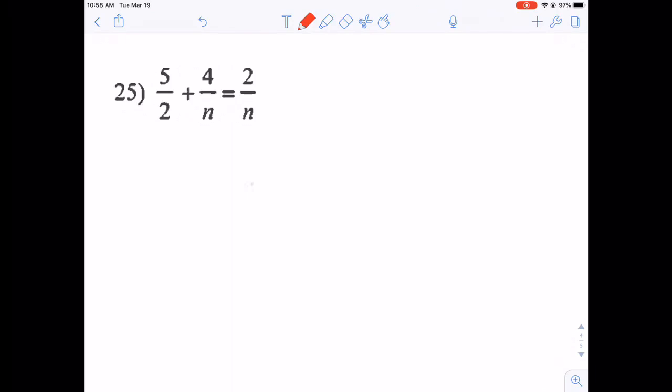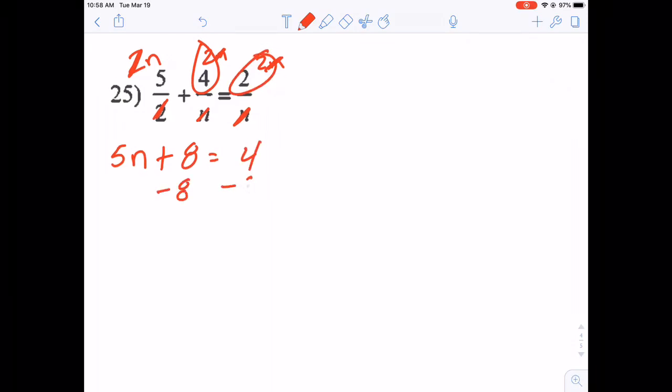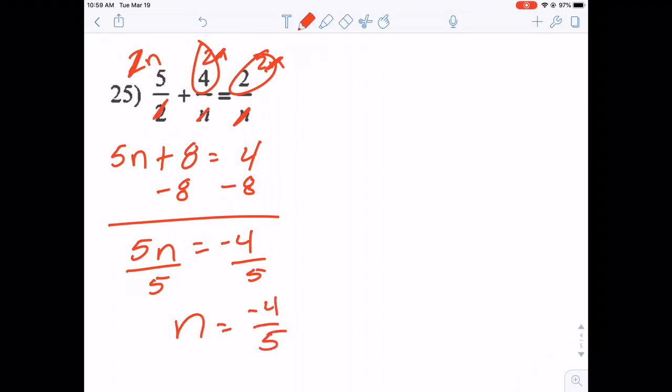In number 25, the common denominator is 2n. Notice I write it above each one of them. And then fraction number 1, the 2's will cancel, the n's will cancel, the n's will cancel. Okay, so I have 5n plus, here I have 4 times 2, which is 8. Here I have 2 times 2, which is 4. Subtracting 8 from both sides. Notice no more denominators. I've cleared them. 5n equals negative 4 divided by 5. N equals a negative 4/5. There we go. We cleared the fractions. We solved the numerators.